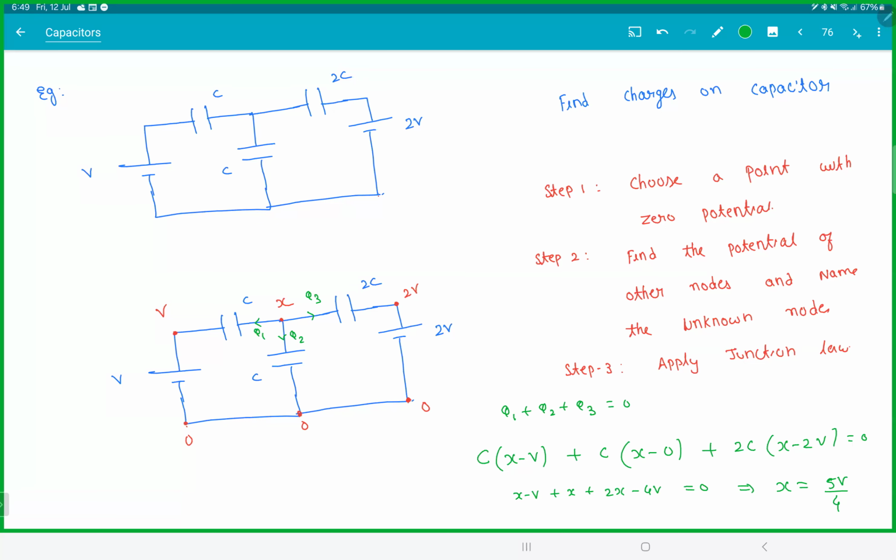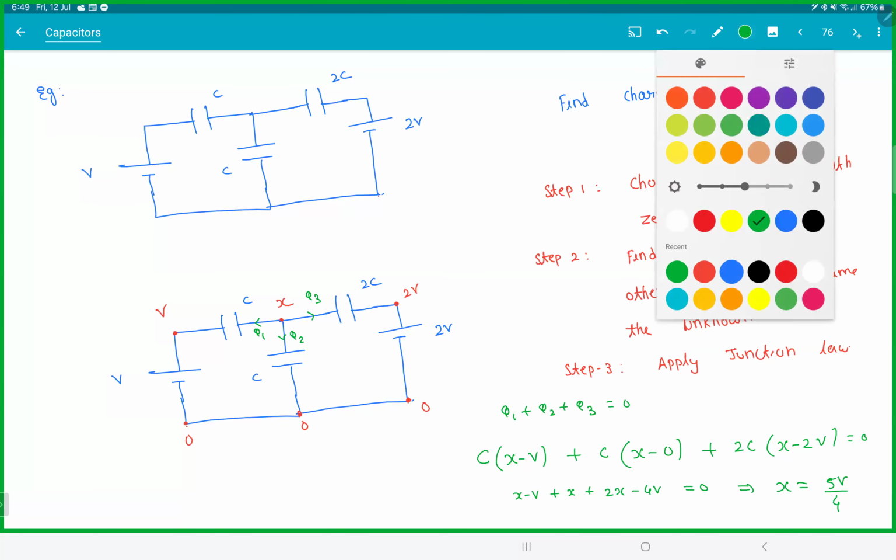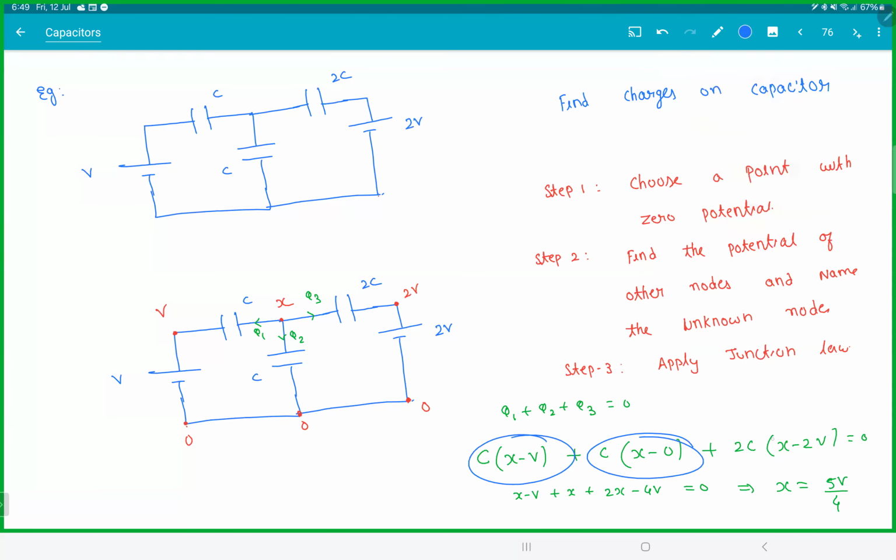Make sense? Okay? What do you want to find? Charges there? You know all these charges Q1, Q2, Q3. Substitute, you will get the answer. Do you want to find the charge Q1? So Q1 was C into X minus V, which is CV by 4. Q2 was C into X, so 5CV by 4. Q3 is X minus 2V, that is minus 3CV by 4, minus 3CV by 2. Meaning, I thought Q3 is going to the right, but in reality, Q3 is coming to the left.